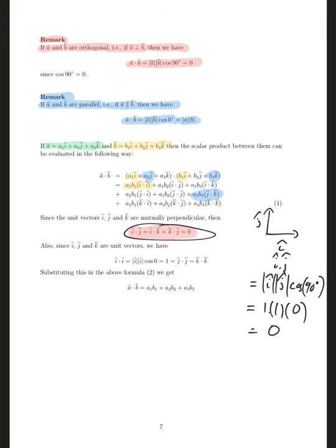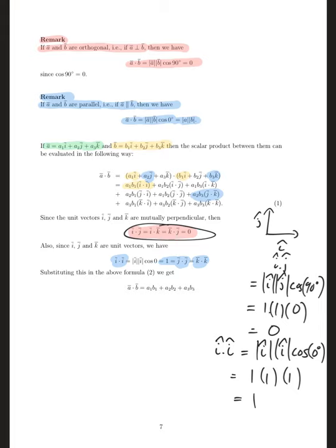The other thing I have is, what about i dot i or j dot j or k dot k? Let's look at i dot i. That's equal to the magnitude of i times the magnitude of i times the cosine of 0 degrees. That's equal to 1 times 1. The cosine of 0 degrees is 1. So that's 1. So i dot i or j dot j or k dot k are all equal to 1.